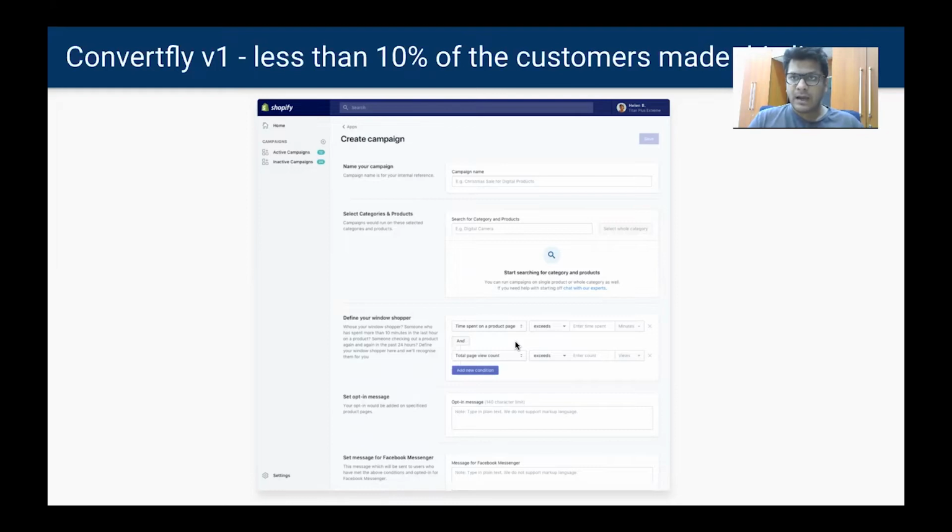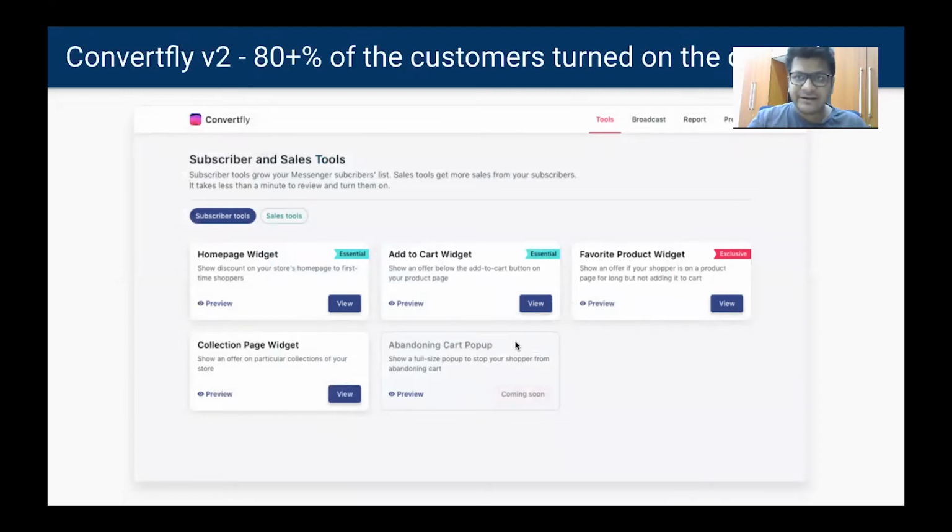Once we understood that, we used that information to create a drastically different version of ConvertFly, where we made sure we did not have any kind of technical jargon at all. We focused on giving them very specific tools to achieve what they want to achieve. To increase subscribers, we had subscriber tools that they could just click on, review, and turn on. The whole idea was to limit the number of interactions, and every click should matter. We wanted to make sure that a user does not take more than 2 clicks to turn on a campaign. So these are the subscriber widgets.